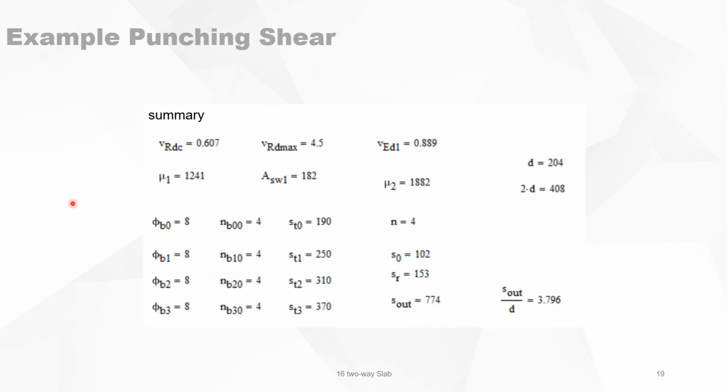This is the summary of all the calculations done. The mean effective depth of the slab was 204 millimeters. The resistance of the concrete to shear stress is 0.607. The maximum is 4.5, and the applied shear stress is 0.89. And then you have all the results of the calculations.